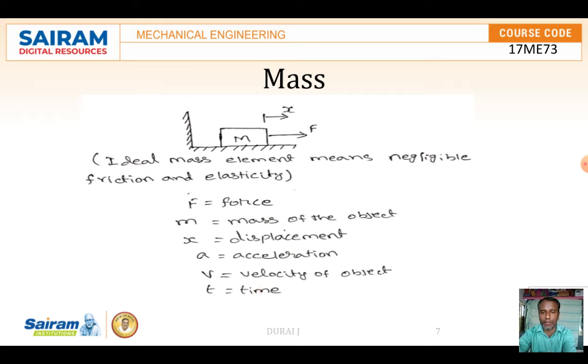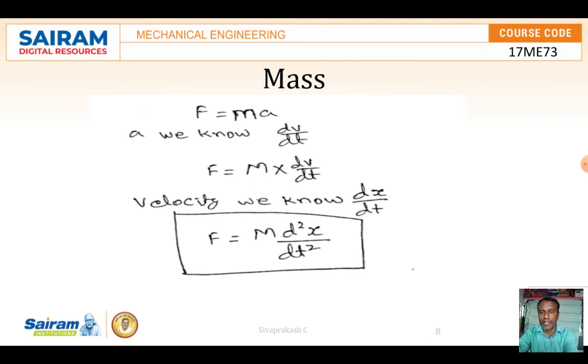V is the velocity of the object and t is the time. Then that force is equal to mass into acceleration. Taking the velocity and changing acceleration into terms of velocity, we already know that a is equal to dv by dt. Then if we put dv by dt in this particular equation, f is equal to m into dv by dt.